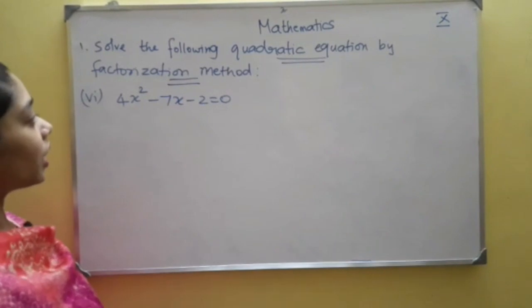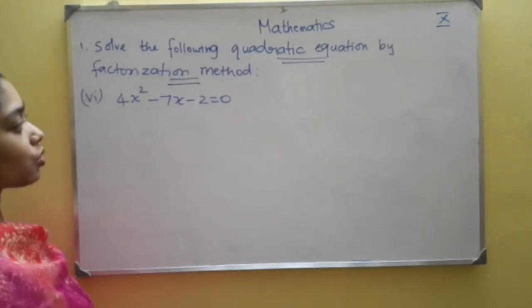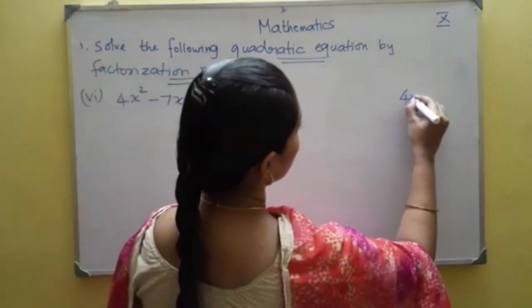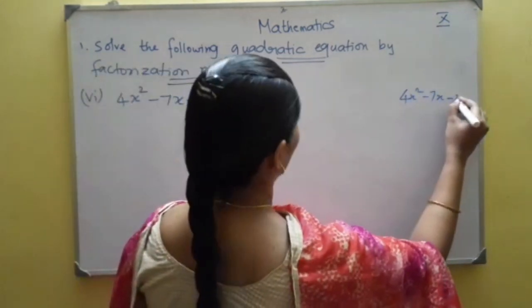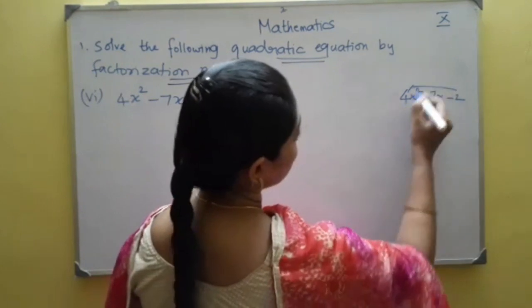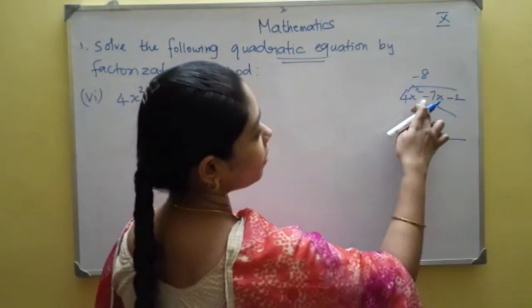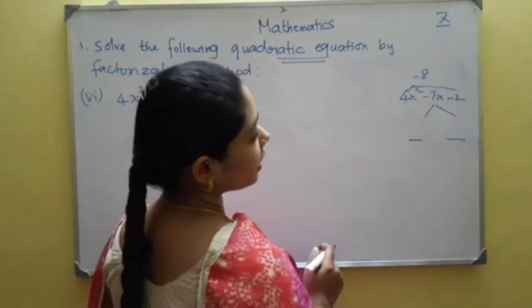Now consider this quadratic equation 4x² − 7x − 2 = 0. Here the x² coefficient is 4. So while doing the factorization method, don't forget to multiply this 4 along with your constant. 4 into −2 is −8. You want to find two numbers whose addition gives you −7 and whose multiplication gives you −8.